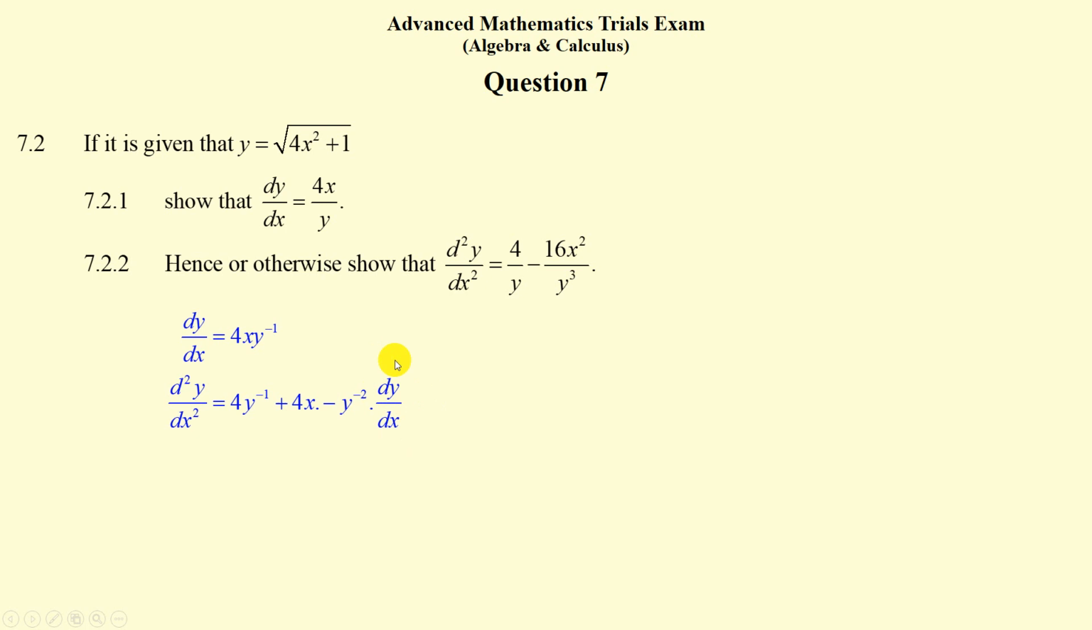Now, of course, we know what dy by dx is. That's quite useful, so we can substitute in here. See, there's your 4x over y. So there's 4y to the minus 1, 4 over y, 4x over y squared, and it's minus, and dy by dx is 4x over y. And that simplifies to what we're expected to show.